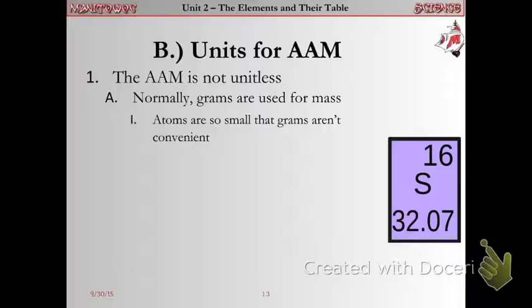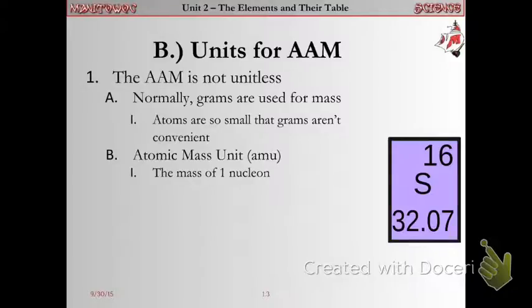Now, atoms, as we know, are so incredibly small that grams just aren't convenient, because we say, well, how many grams is an atom? That number is so small, it's got so many zeros to the right of the decimal point that it's just a pain to write. So we come up with a new unit. We define something called the atomic mass unit, which is abbreviated, as you all know, as AMU.